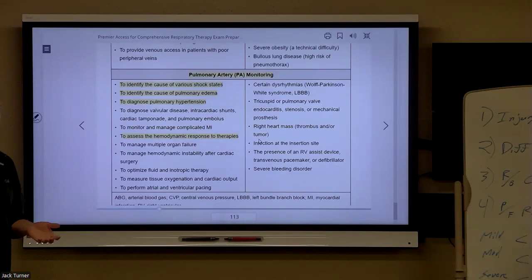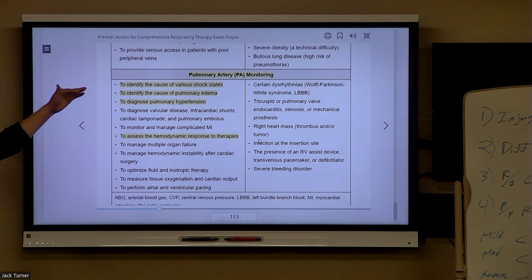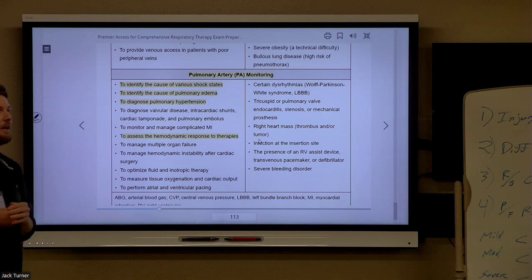If my SvO2 is erroneously high, I'm in septic shock because I've now lost the ability to pick up oxygen at the tissue level, due to a loss of systemic vascular resistance. So they use this to monitor sepsis and cardiogenic shock. Yes. At the distal port of the pulmonary artery catheter, which is the very tippy end, past the little wedge balloon.